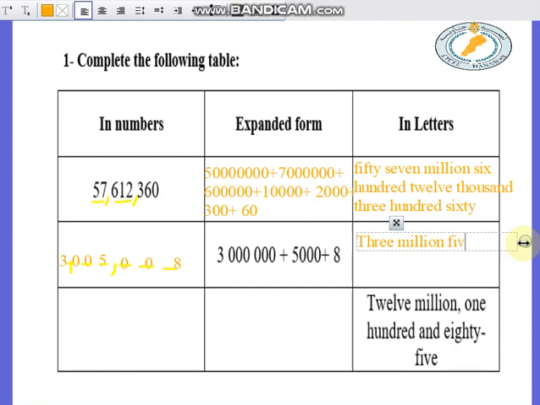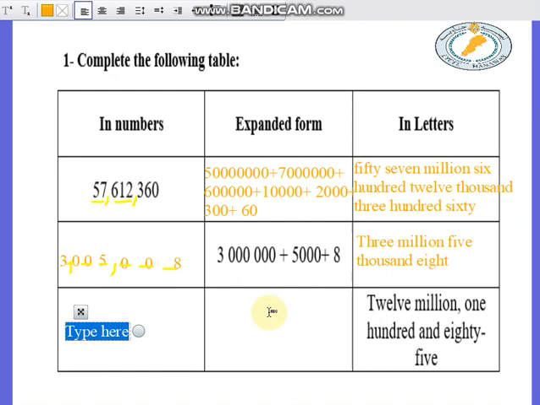Then in the thousand class, what do I have? I just have 5,000 because the 100,000 and the 10,000 are 0, as you see. They are 0, so I do not read them. I just say 5 thousand. And in the simple class, also, I just have 8, so I write 8. Let's move to the last example.